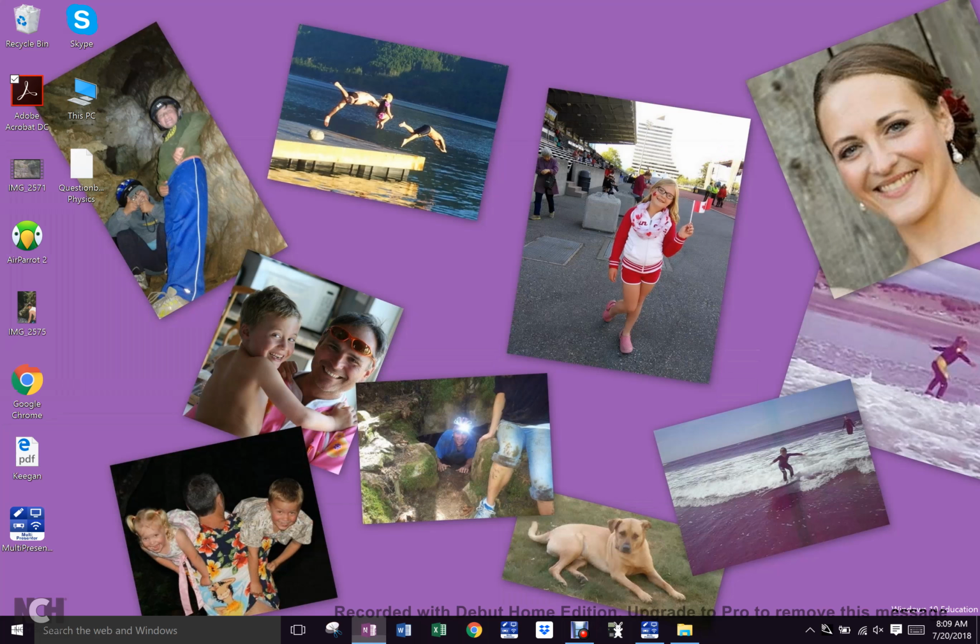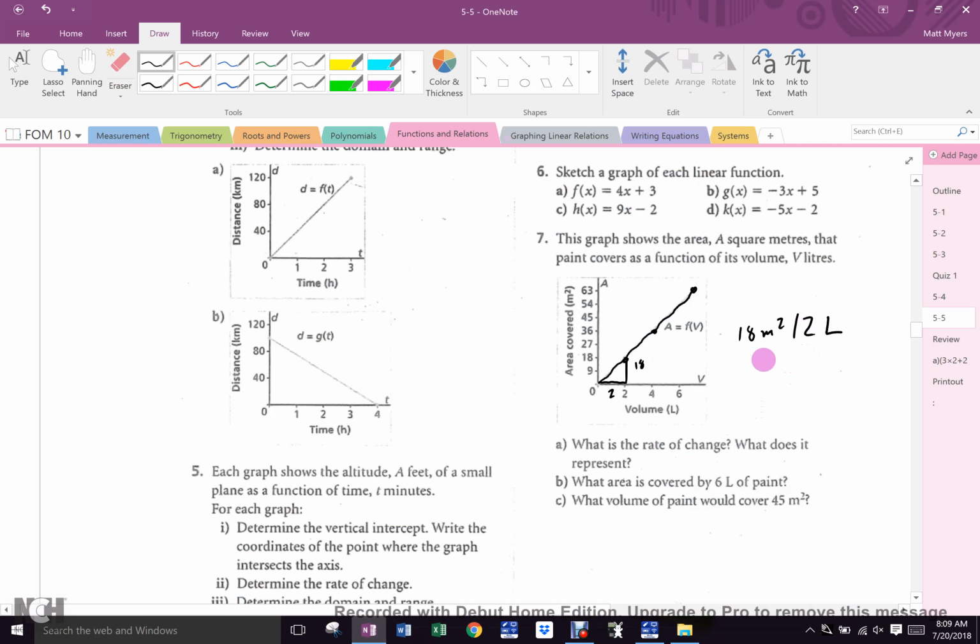So, I use 9 meters squared per liter. That's the rate of change. What does it represent? Exactly what I just said. If I want to paint 9 square meters of wall, I need 1 liter. If I want to paint 18, I need 2 liters. If I want to paint 27 square meters, I need 3 liters.